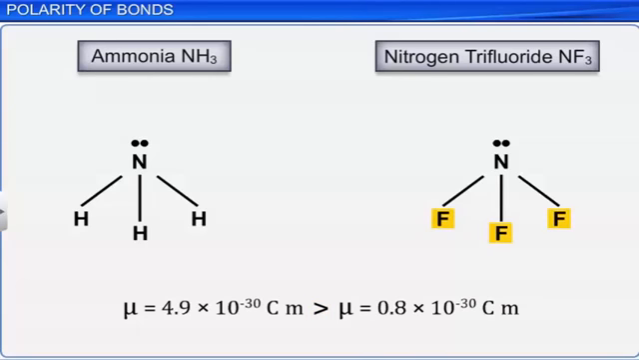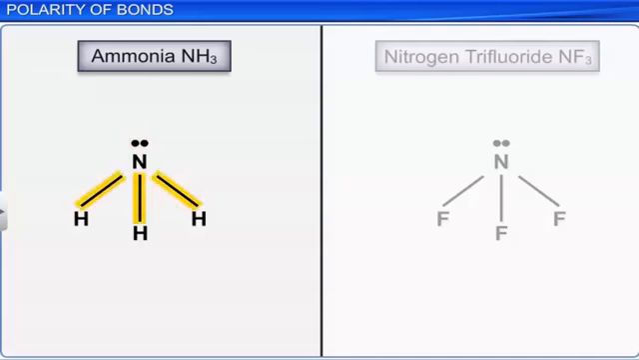The dipole moment of ammonia is 4.9 × 10^-30 coulomb-meter, while that of nitrogen trifluoride is 0.8 × 10^-30. In the ammonia molecule, there is a lone pair of electrons on the nitrogen atom and 3 nitrogen-hydrogen bonds present in the molecule. The bond dipole is directed towards nitrogen, as it is more electronegative than hydrogen. The resultant dipole moment is in the same direction of the orbital dipole due to the lone pair of electrons on the nitrogen atom.